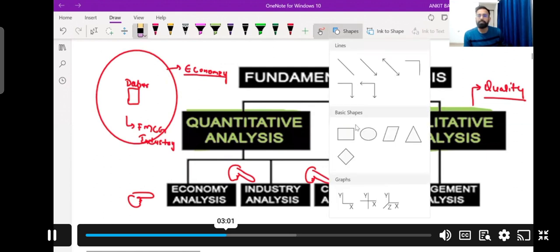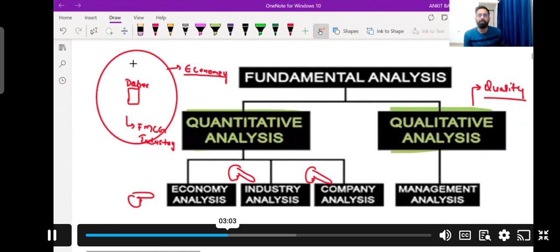Without economy analysis you won't be able to analyze how a specific company is going to perform in the coming days. So if you want to analyze the performance of any company, you should do economy analysis. Economy analysis is equally important. Are you able to understand? Here I have taken the example of COVID. COVID has basically impacted all economies.